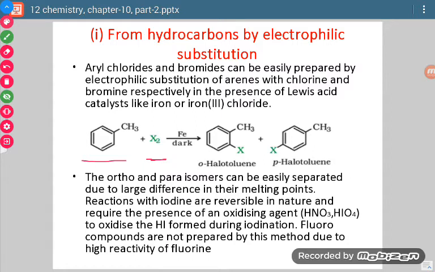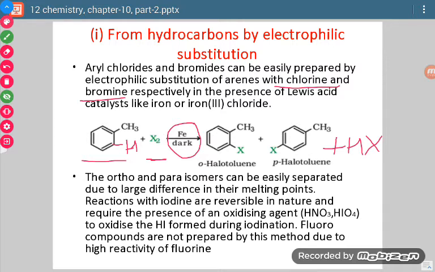Now, since we are going to prepare either chloro or bromo product, we have to take either chlorine or bromine in the presence of a Lewis acid. Lewis acid can be iron or iron chloride. This results in the formation of one molecule of HX, and because of electrophilic substitution there is formation of halo product also.